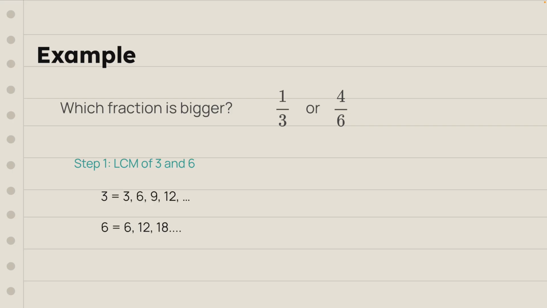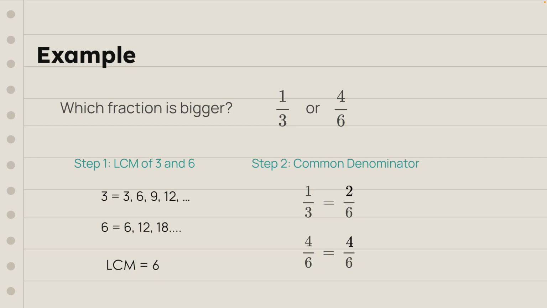So if I count up by 3s and I count up by 6s, I see that 6 is the first number that's in both lists. So what I can do is write 1/3 and 4/6 as fractions out of 6 in order to compare them. Okay. So to get from 3 to 6, I multiply by 2. So I'm going to multiply the top by 2 as well. And I get 2/6. And 4/6 is already out of 6, so we can just leave it as 4/6. So now looking at these two numbers, 2/6 and 4/6, we can see that 4/6 is bigger.